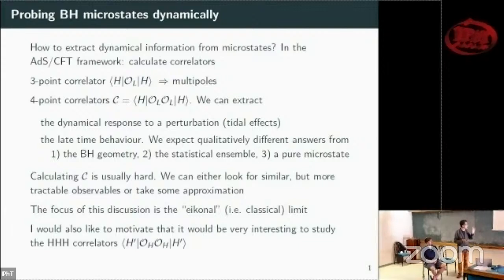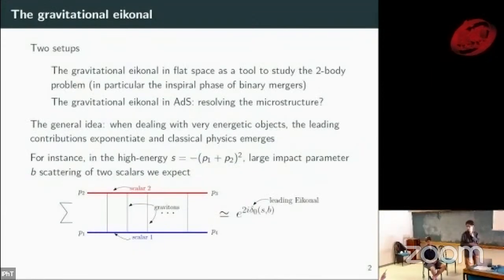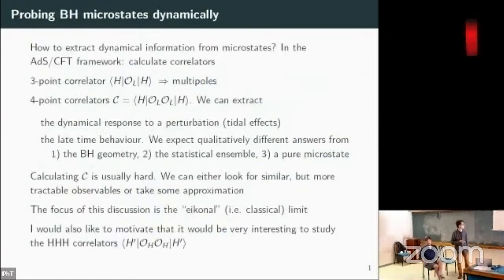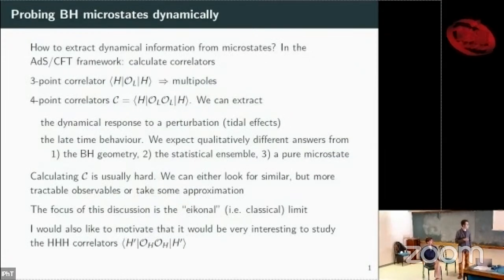And I also would like to motivate that it would be very interesting to go beyond this case and study the full heavy correlator, where you have the interaction between, instead of a microstate and a probe, two different microstates, right? And this is an even more complicated setup. Isn't it even known how to do that? Yeah, exactly, of course not. But again, you can do some perturbation theory. I would like to motivate what perturbative approach you can do and why it would be interesting.